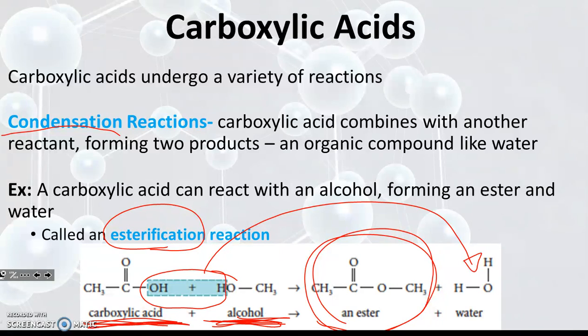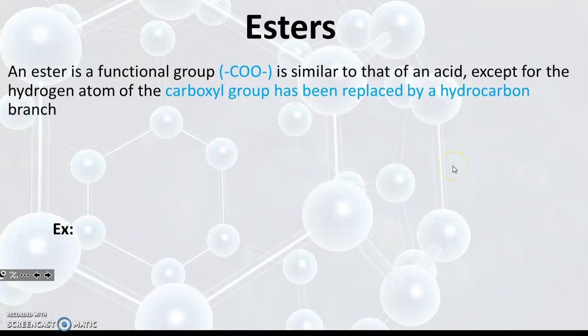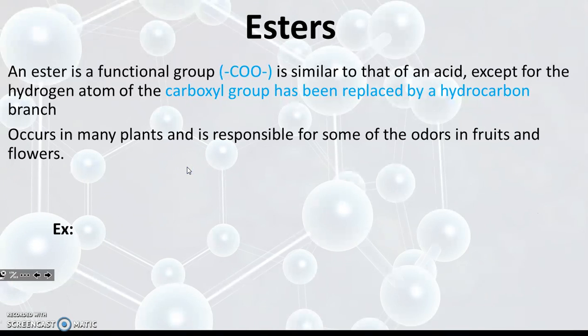Before we look at further esterification reactions, let's take a look at what an ester actually is. An ester is a functional group similar to that of an acid, except the hydrogen atom of the carboxyl group has been replaced by a hydrocarbon branch. What that looks like is, this is actually occurring in the middle of a molecule. I have a carbon double bonded to an oxygen, which is single bonded to an oxygen, and this connects to a hydrocarbon chain, as well as this side of the carbon attaches to another hydrocarbon chain.